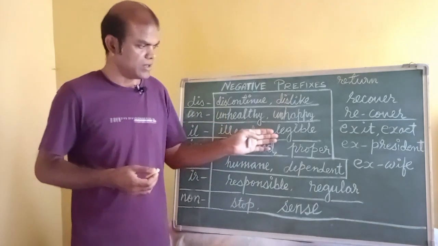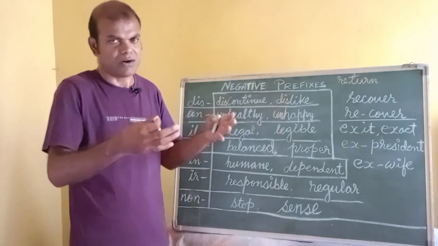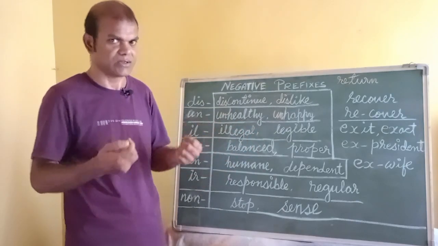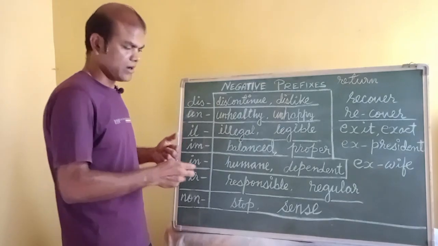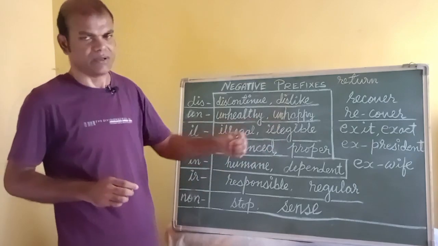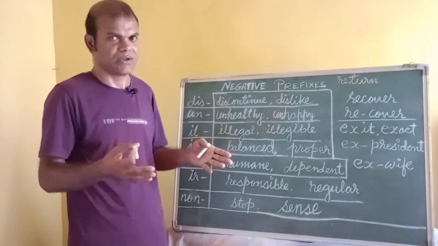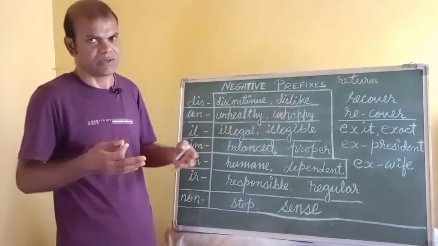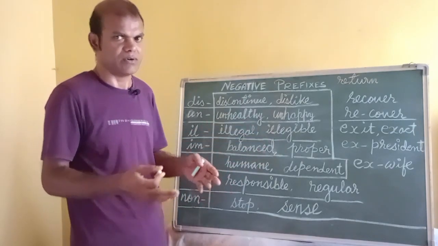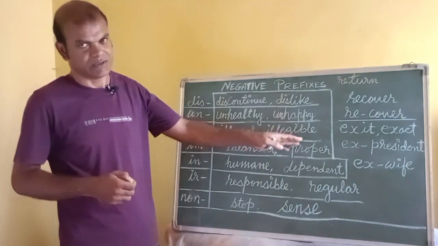Okay. Legible. Legible means we can make out what is written clearly. We can see something is written, we can read it, we can understand. If we add il, now it has become illegible. Illegible, now it is very difficult for us to understand what is written. We can't make out what is written on that piece of paper, whatever. That is illegible.